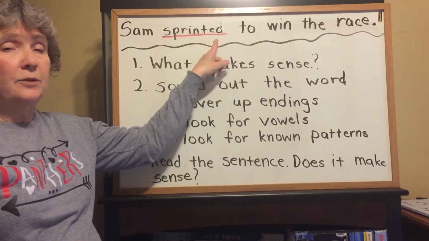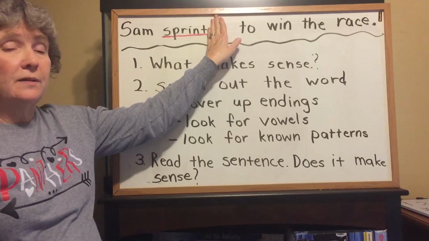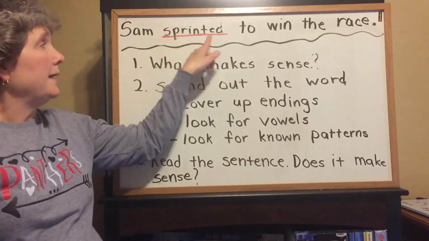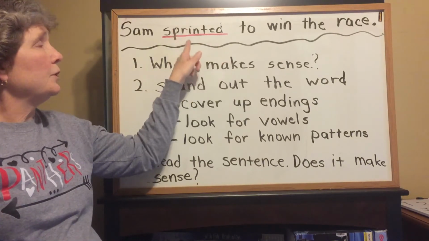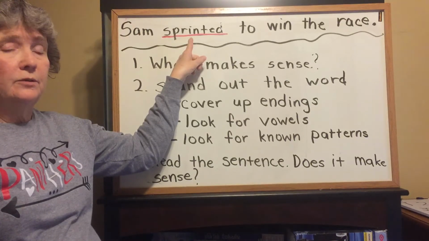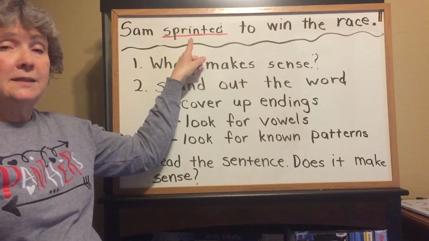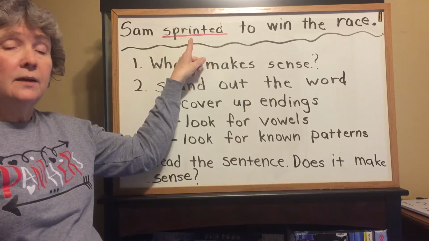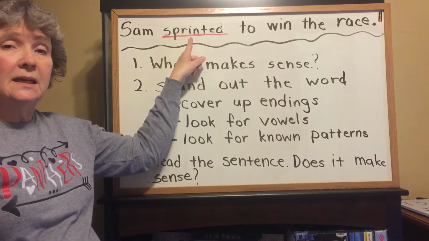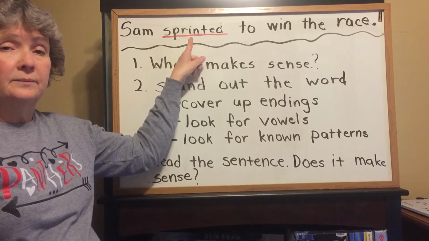So as we sound out the word, we're going to cover over the ed ending and sound out the rest of the word first. So looking at the rest of the word, not counting the ed ending, we're going to look for vowels. I only see one vowel in this word. Remember, the vowels are A, E, I, O, U. All I see is an I in this word. So when I is the only vowel in the word, it usually makes an I sound. So when I come to the I, I'm going to say I.